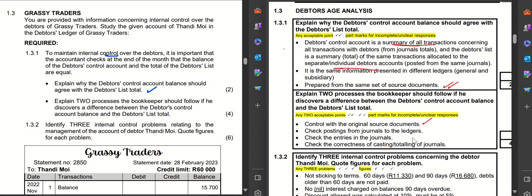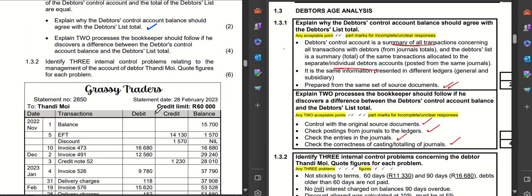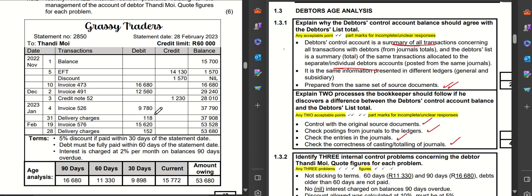All right. Check the posting from the journals to the ledgers. Check the entries in the journals. Check the correctness of casting, that is totaling. Check if we were totaling our figures correctly. Now we come to this debtors age analysis then.